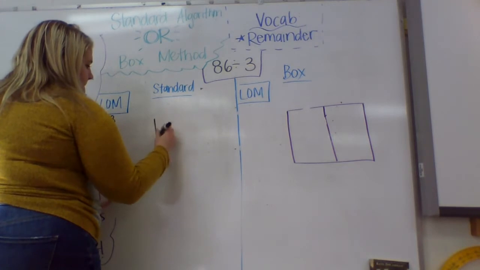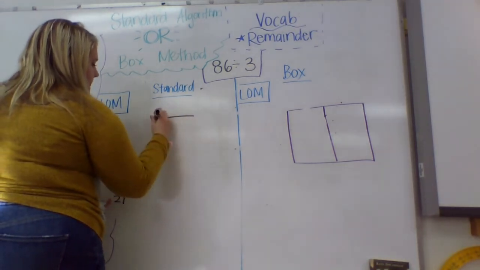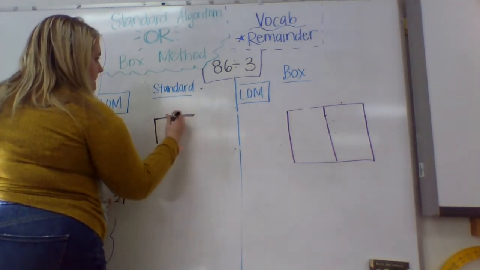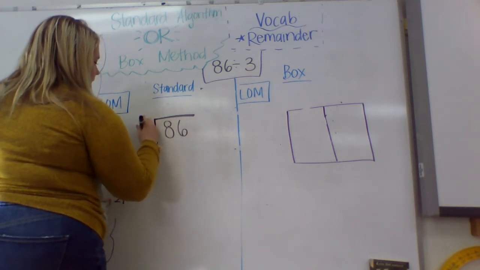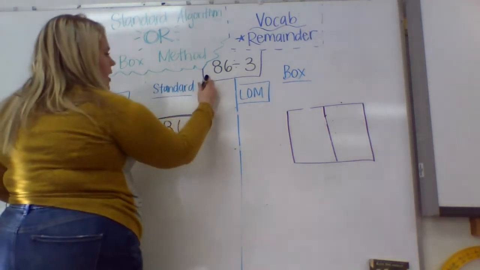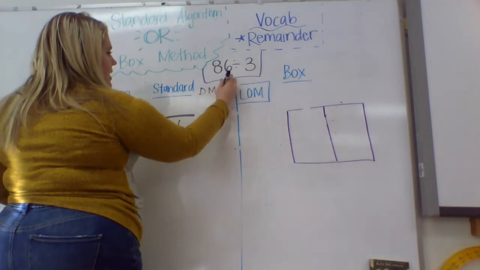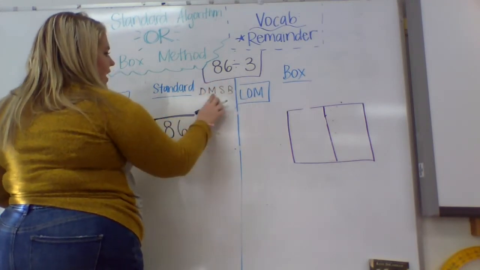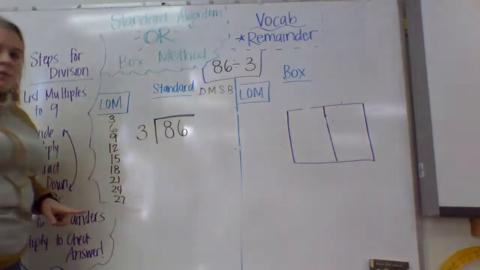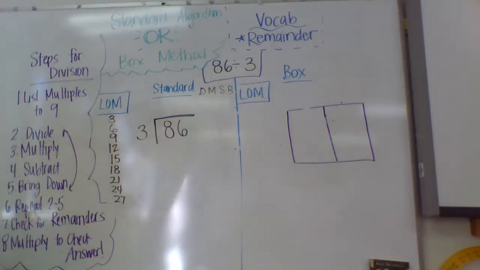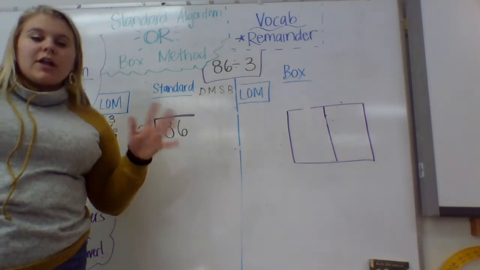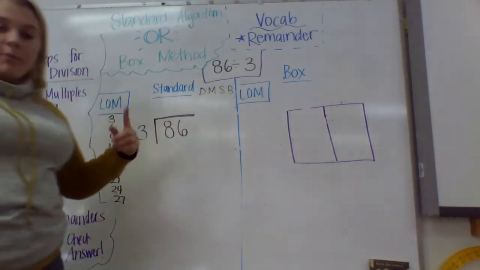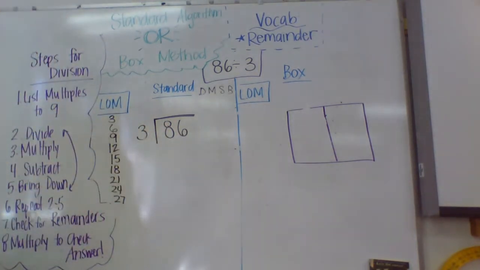Now, 86 divided by 3. And we're going to come up here in the corner and put DMSB: divide, multiply, subtract, bring it down. So when your board looks like mine, you can pause the video while you're making it look like mine. You can go ahead and pause. So I do one digit at a time.